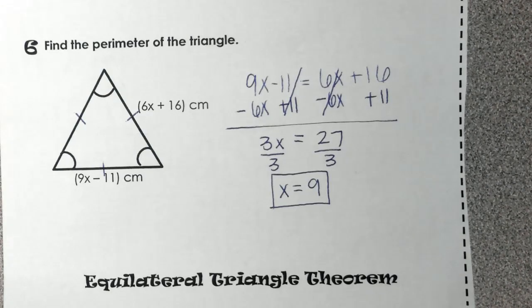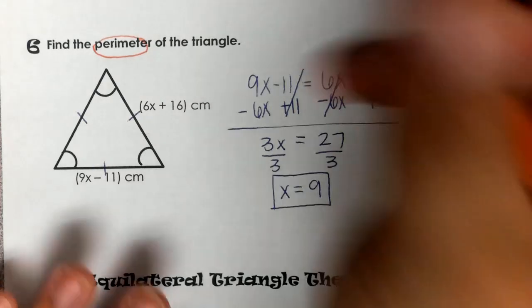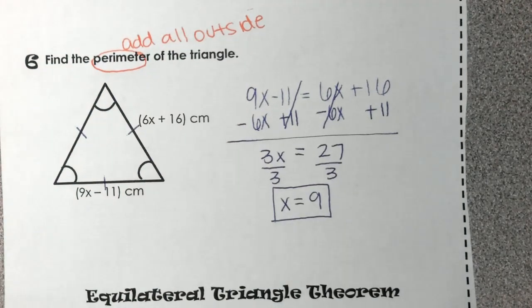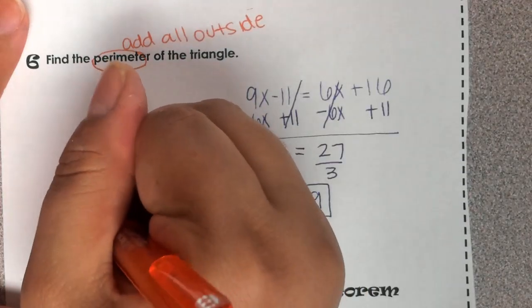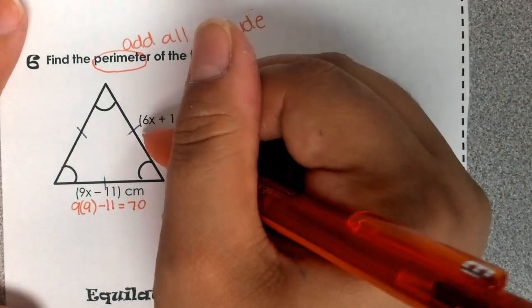All right. We're not done, though. Why are we not done? What the heck is perimeter? You need to add all the outside. Add all the outside. So just again, always go back to, am I answering the question that it's asking? Sharon, write that down. Xavier, write that down. Add all the outside. Well, am I going to add 9 plus 9 plus 9? No, why not? I need to figure out what the side is. So what is 9 times 9 minus 11? 70. What should this be?